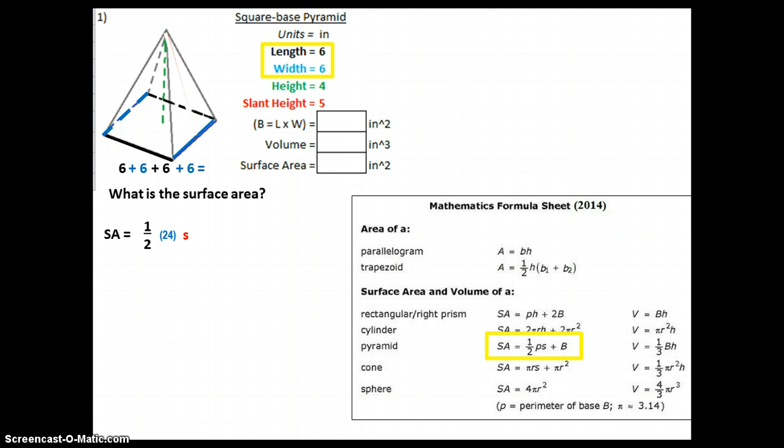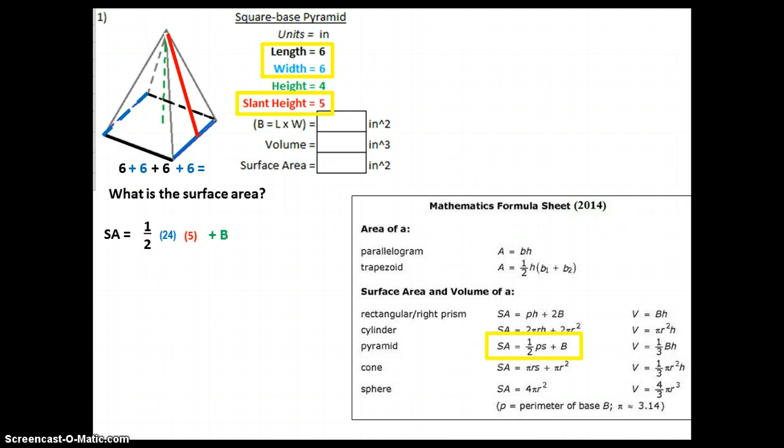The next variable is S for slant height. It's given as 5 and illustrated on the figure right there in red. So we put 5 in parentheses and we replace the S with it. So now, so far, we have surface area equals 1/2 (24) times (5).